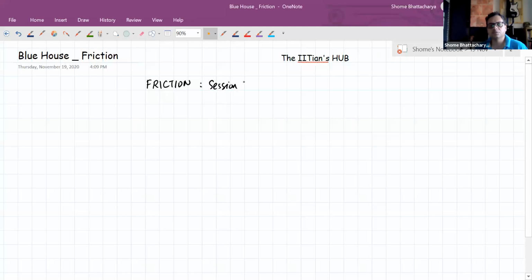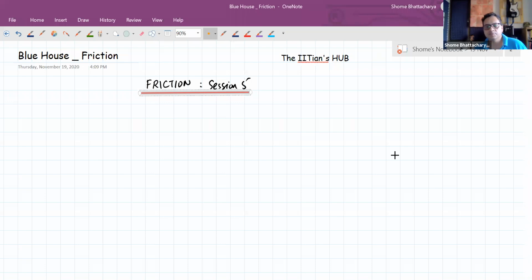This, I believe, is session number 5 for us in friction. We'll be discussing an interesting type of problem which combines a couple of concepts you've learned earlier in Newton's laws of motion, along with the condition of limiting friction. In fact, we had seen a similar situation last lecture also, but this is going to be a little bit more challenging than that question. So this example will involve the concept of pseudo force along with limiting friction. So let's look at this example.